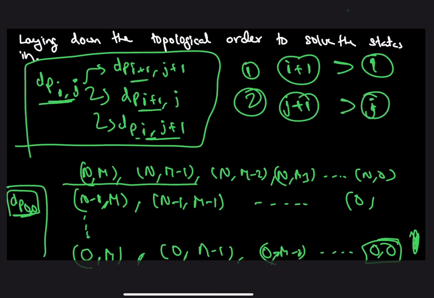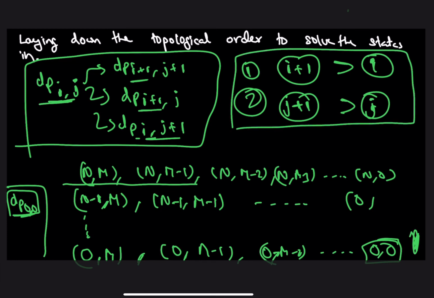These two relations together lead to this topological ordering. That is, first we solve the nth row in the decreasing order of the columns, then we solve the n minus first row in the decreasing order of the columns, and up to the 0th row in the decreasing order of the columns. So this is the correct topological order to solve the states in for this particular problem.